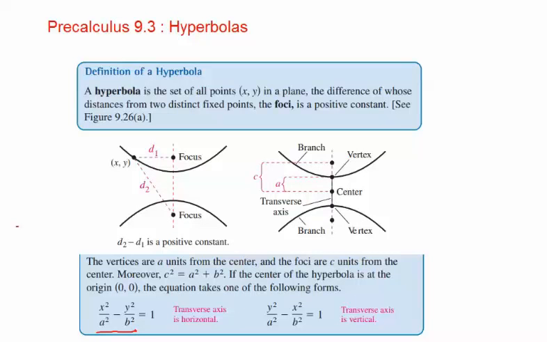This is Precalculus 9.3 Hyperbolas. This is the fourth and final conic section that we're going to be dealing with in this chapter. And so, the definition of a hyperbola is the set of all points (x, y) in a plane where the difference of the distances from two fixed points is a positive constant.